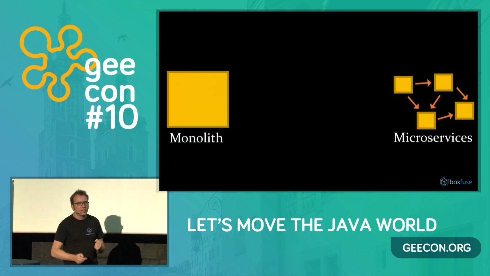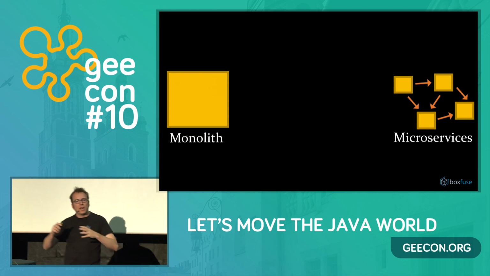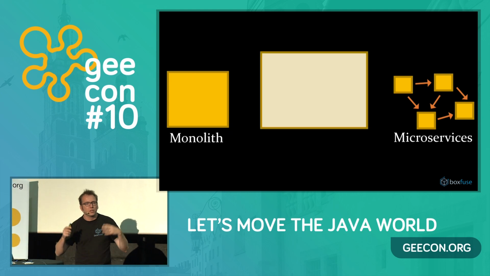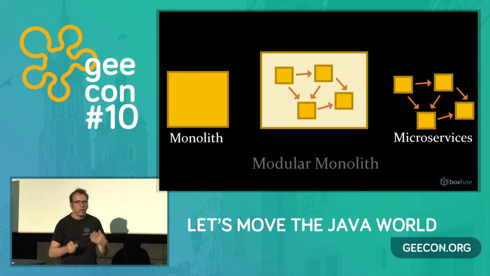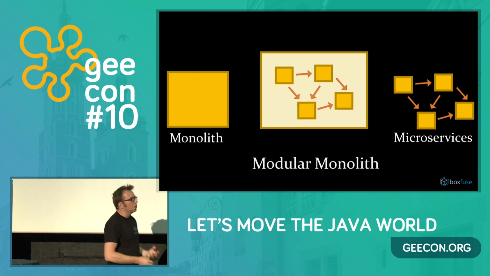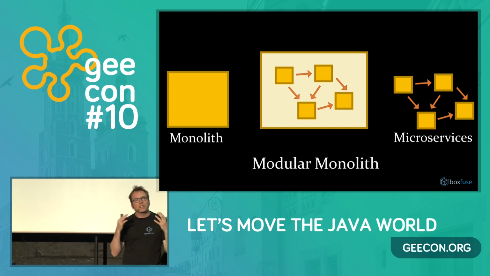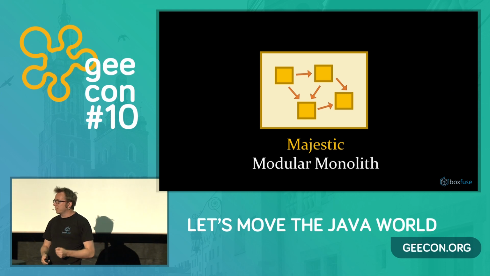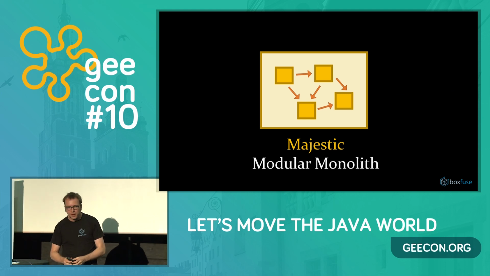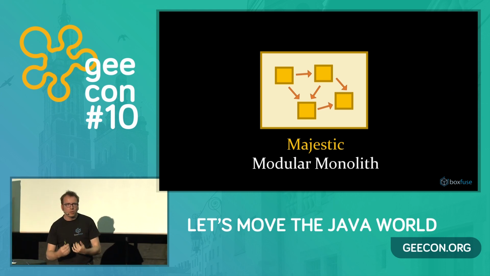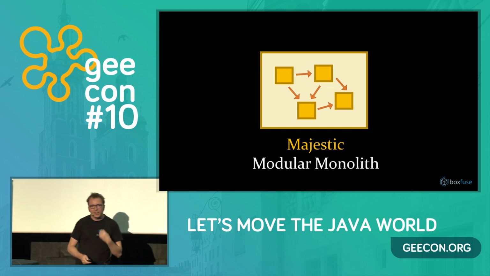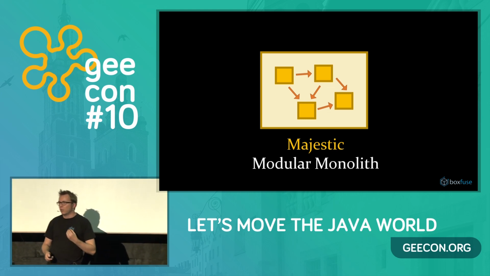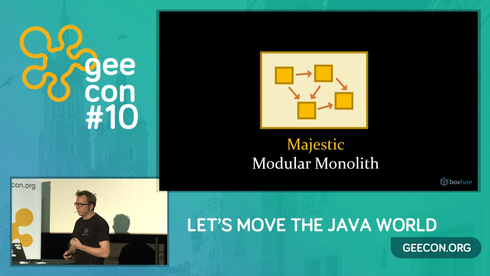If we look at the nice properties of monoliths and the nice properties of microservices, we can combine them and have something which we call a modular monolith. In fact, it provides so many advantages that I even like to call it a majestic modular monolith. It is really all about adding the necessary structure to a monolith to make it manageable.